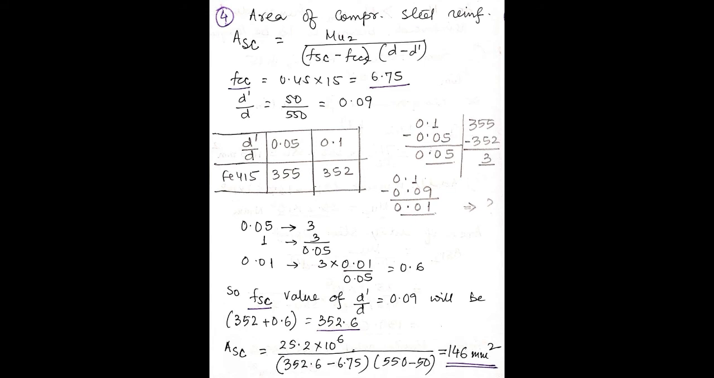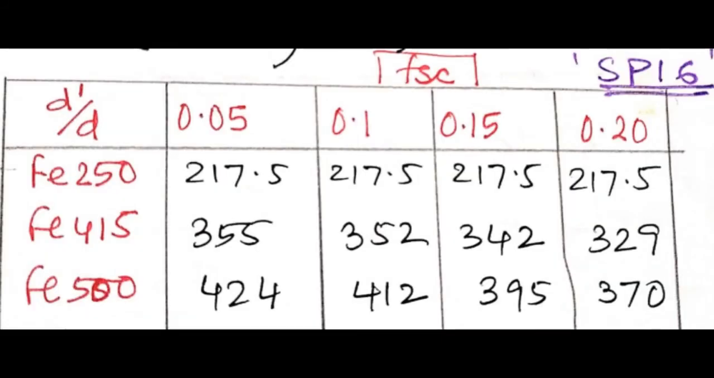Now I have explained the table earlier also. From that table I am just taking these two values for which we need to interpolate. So d dash by d is 0.09, so it is coming between 0.05 and 0.1. And what is the steel used over here? Fe415. So which values should we take? 355 and 352. Okay, so for these two values we are doing the interpolation.